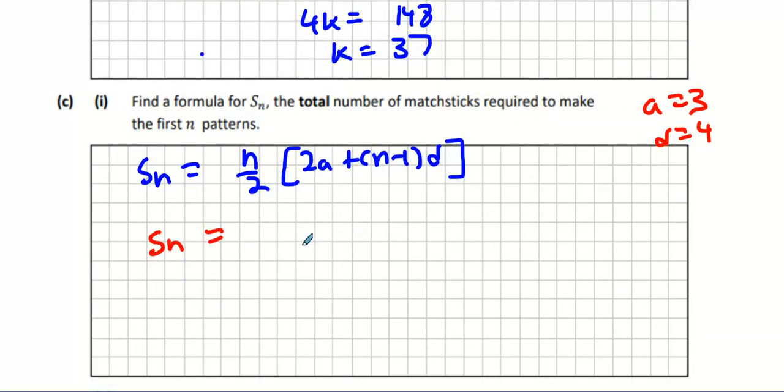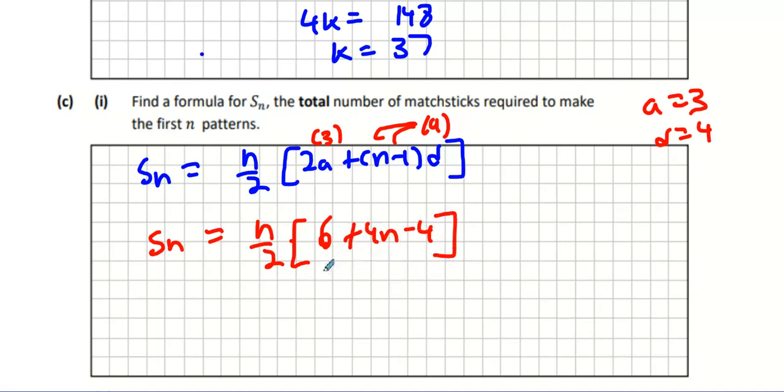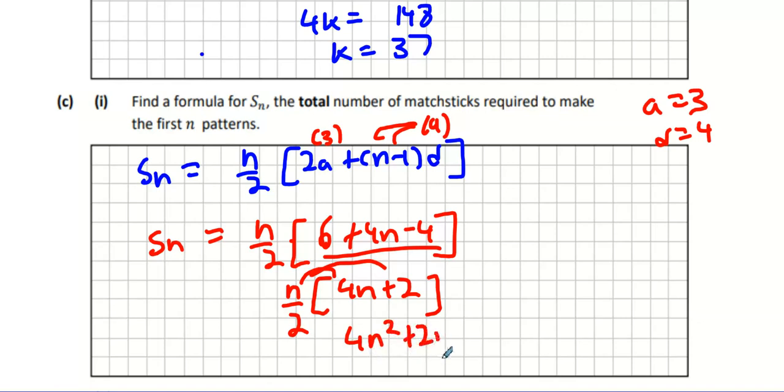Sn equals n over 2 times (2 times A, which is 2 times 3, which is 6, plus n minus 1 times D). D is 4, multiply in the 4 to get 4n minus 4. Work within the bracket: 6 take away 4 is 2, so it's going to be 4n plus 2. You'd be entitled to leave it like that. Some people multiply in by the n to get 4n squared plus 2n, and then you just leave the 2 here on the bottom.